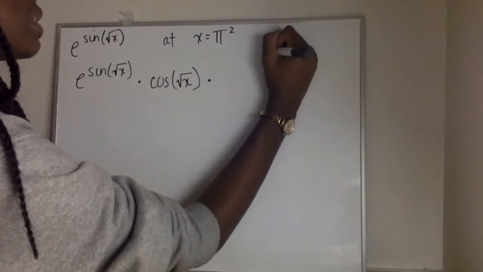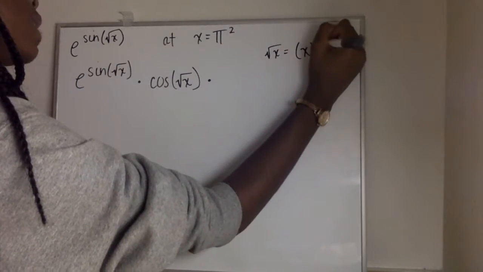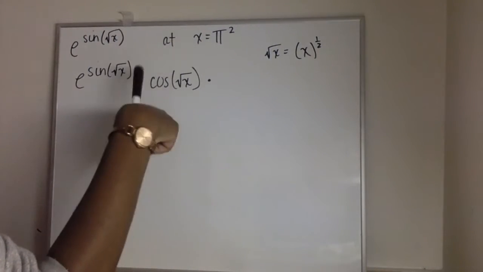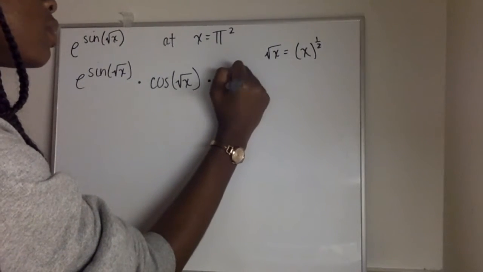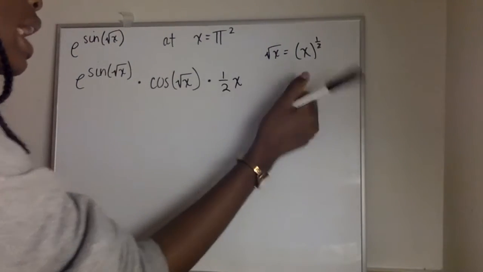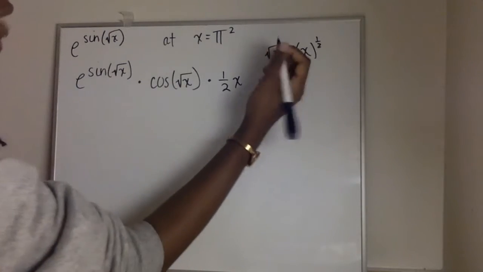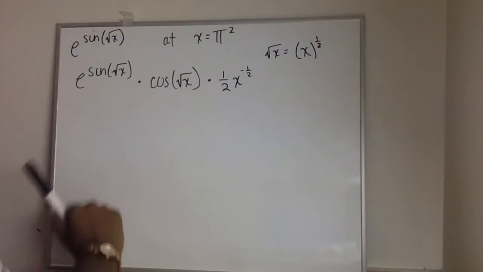And so here I like to rewrite the square root of x as x to the 1/2 power. So here we can use the power rule to find the derivative of the square root of x. So here we would bring down the 1/2, keep the x, and raise it to the n minus 1, which is 1/2 minus 1, which is equal to negative 1/2.